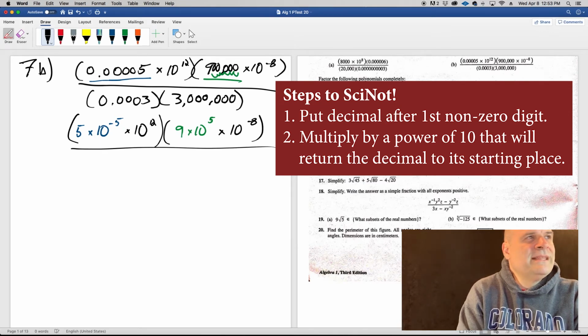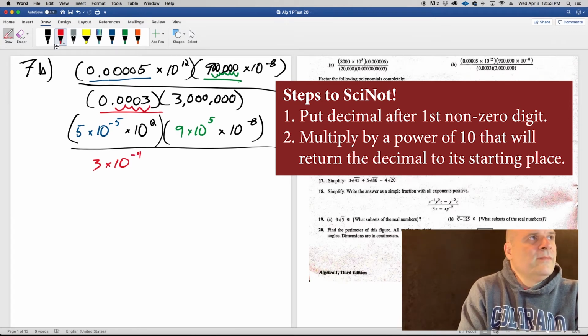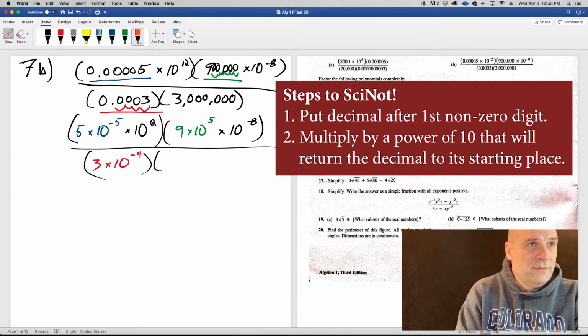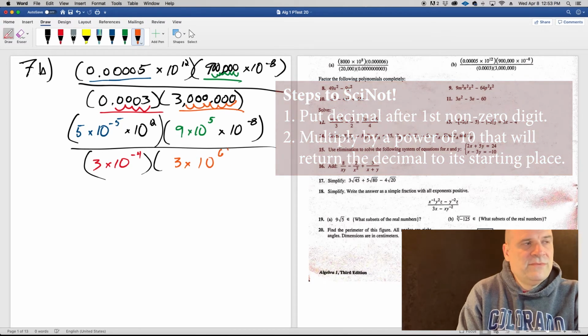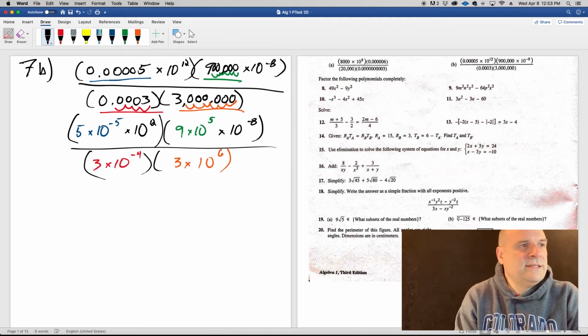This is all divided by this guy. So remember, this is just 3 times 10 to the 1, 2, 3, 4. So 4 to the left, so negative fourth. All times 3 times 10 to the 1, 2, 3, 4, 5, 6. Positive 6. All right, let's simplify that.